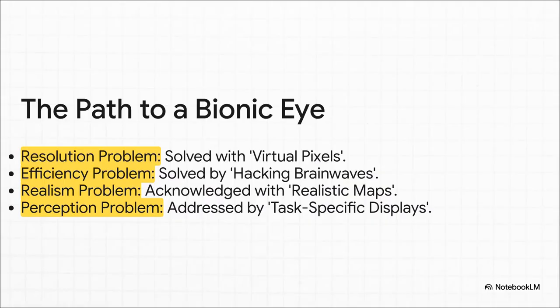Okay, let's pull all that together. What a journey, right? We've navigated 4 massive hurdles on the path to building a bionic eye. First, we had the resolution problem, and we found a clever solution in virtual pixels. Then, we hit the efficiency problem, and we solved that by hacking brainwaves to work smarter, not harder. We confronted the realism problem by accepting that we need to use realistic maps of each person's brain. And finally, we addressed the perception problem with smart, task-specific displays.